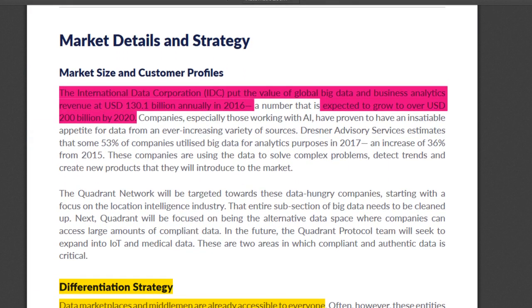Market strategy. This is where things get a little unusual for this ICO for me. Just showing market cap, stuff like that. Right now, business analytics revenue is 130.1 billion in 2016. By 2020, it's expected to be 200 billion. So this is another one of those products where there's lots of market cap going on here.